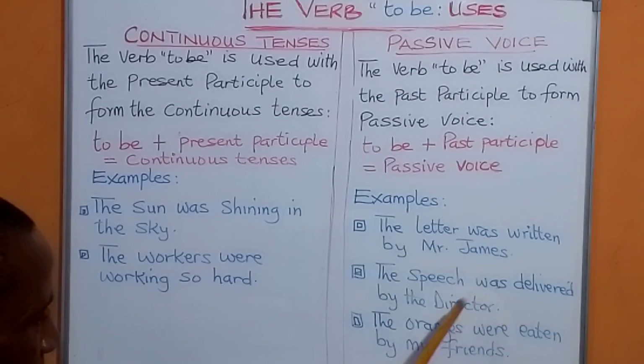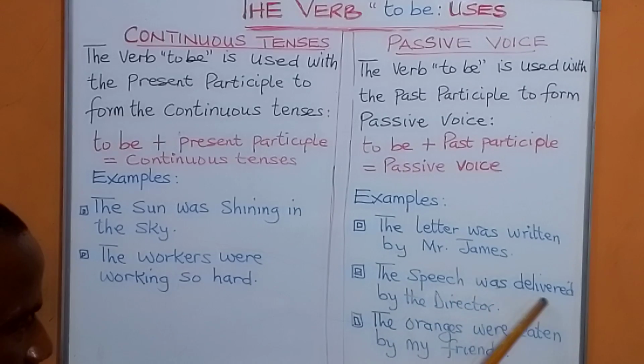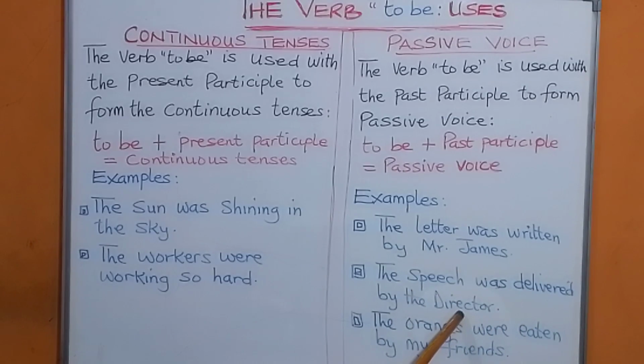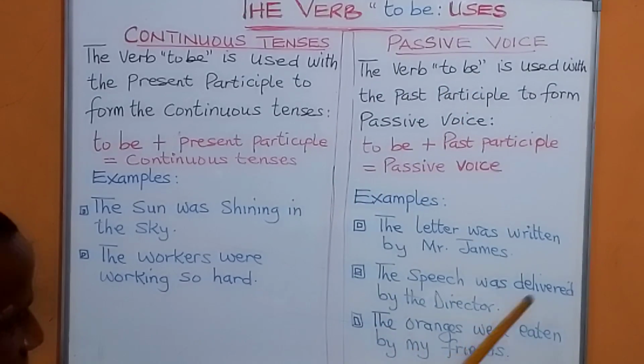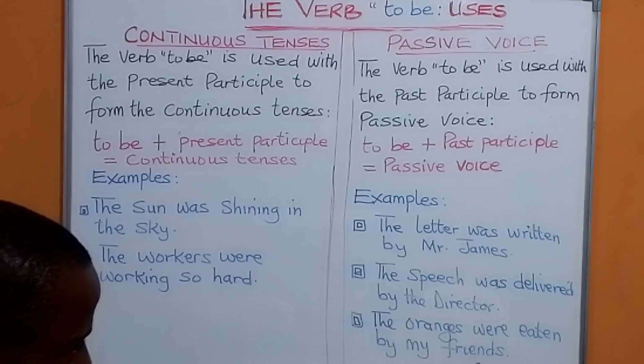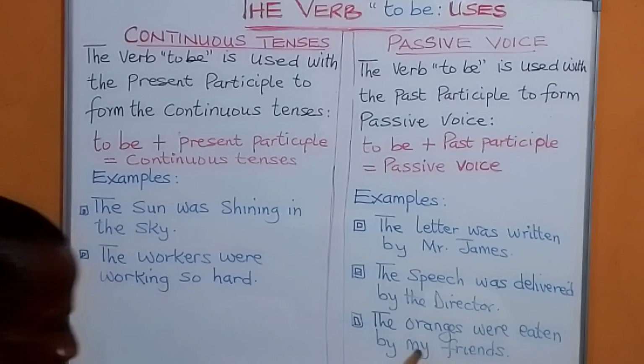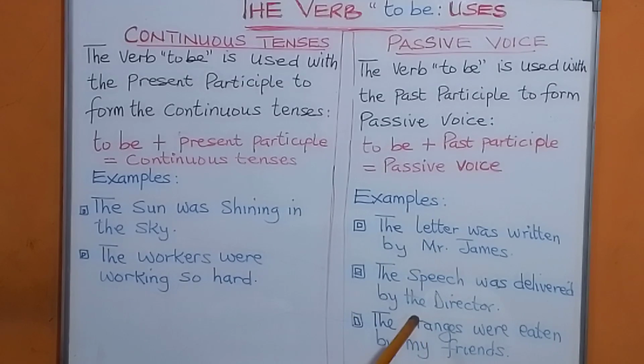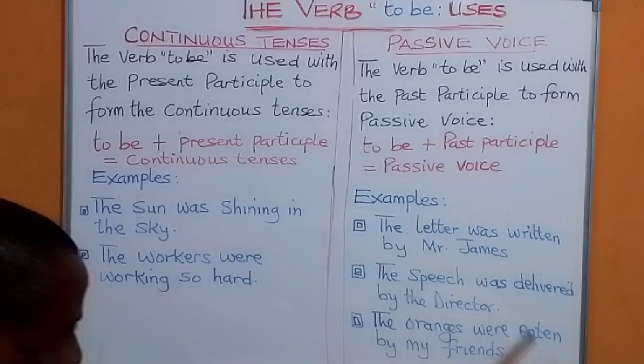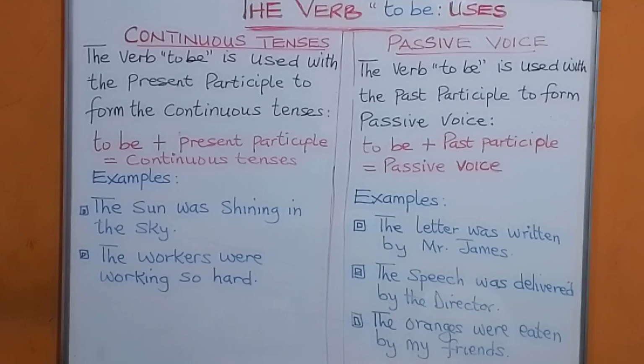Look at another example of passive voice. The speech was delivered by the director. That is passive voice. You can still make it active: the director delivered the speech. Look at another example of passive voice. The oranges were eaten by my friends. That is passive voice. If you want to make it active, you say, my friends ate the oranges.